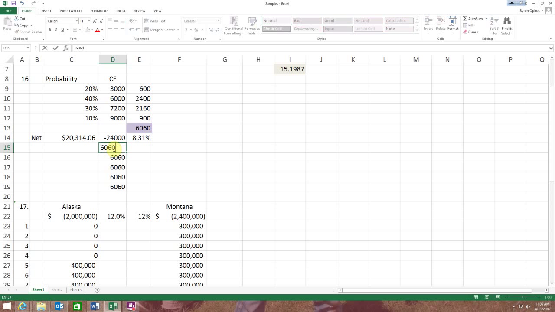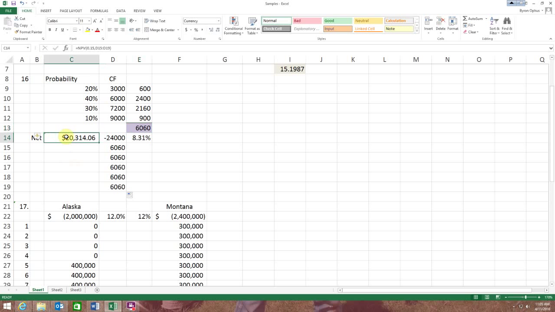So I just did 60, 60, okay, and then copy that down. And then again, we're just back to calculating for 16. It says, what's the expected value of the cash flow? Okay, I got that. The value compute will apply to each of the next 5 years. So there's my expected value of the cash flow. What's the expected net present value?